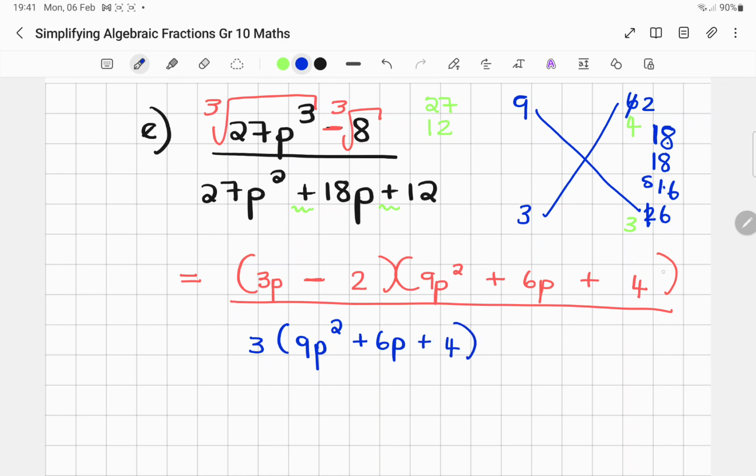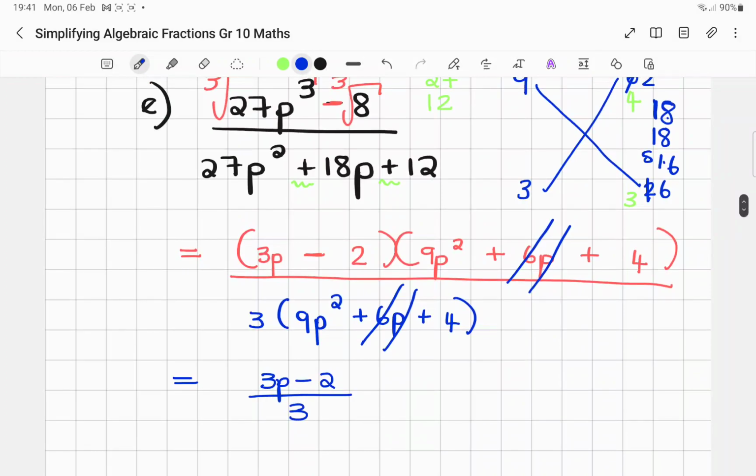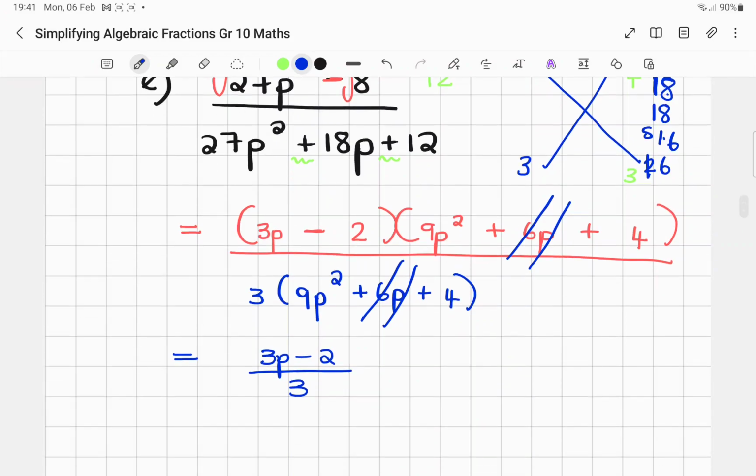And now, can you see that the two brackets are the same over there? And so you can cancel out, and then you are left with 3p minus 2 over 3. Silly old mistake. Sorry, so always check HCF first. Even with the trinomial, see if you can take out a highest common factor. Okay, good lesson learned.